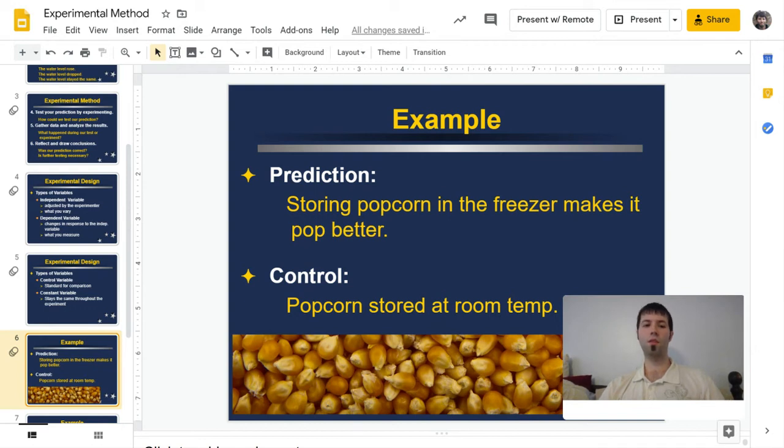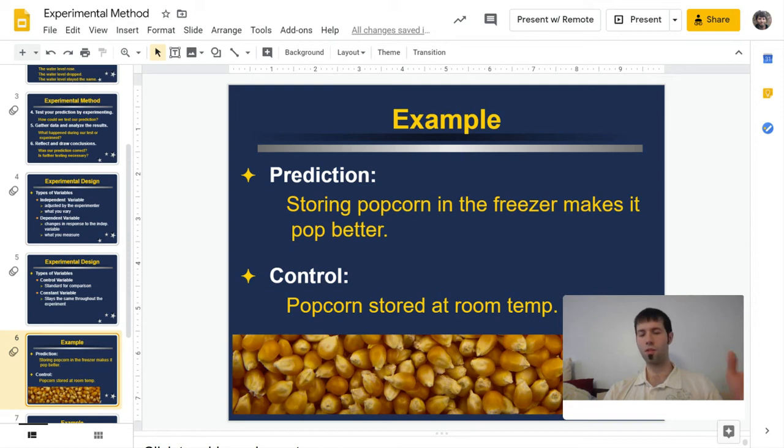Maybe this guy's, so we're not given a question here, but this guy is thinking about popcorn and how to make it pop better. So his prediction was, storing popcorn in the freezer makes it pop better. I mean, I know that sounds ridiculous. Who puts popcorn in the freezer? Well, just go try it yourself. No, I'm just kidding. But this is just a way to address these questions and figure out, well, what can make it pop better?